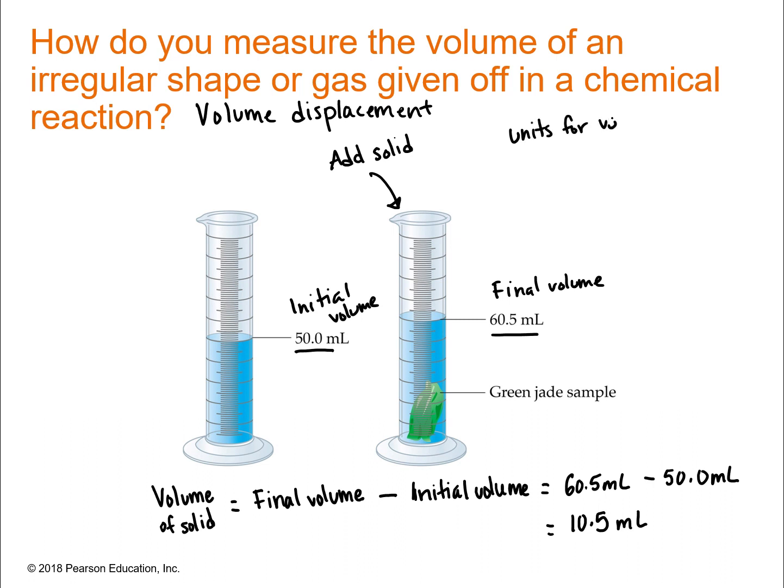Now for solids, the units for volume of a solid is centimeters cubed. What we have is milliliters. But remember, 1 milliliter is the same thing as 1 cubic centimeter. So we can rewrite that as 10.5 cubic centimeters.